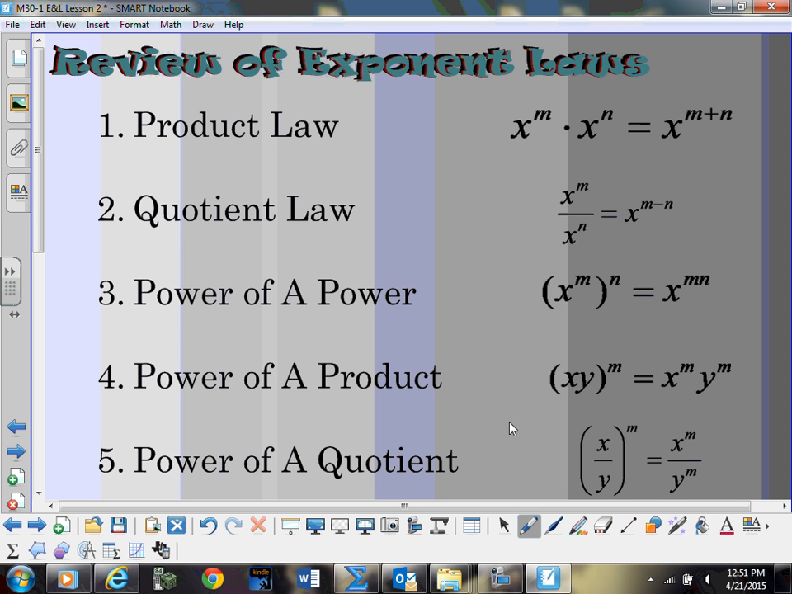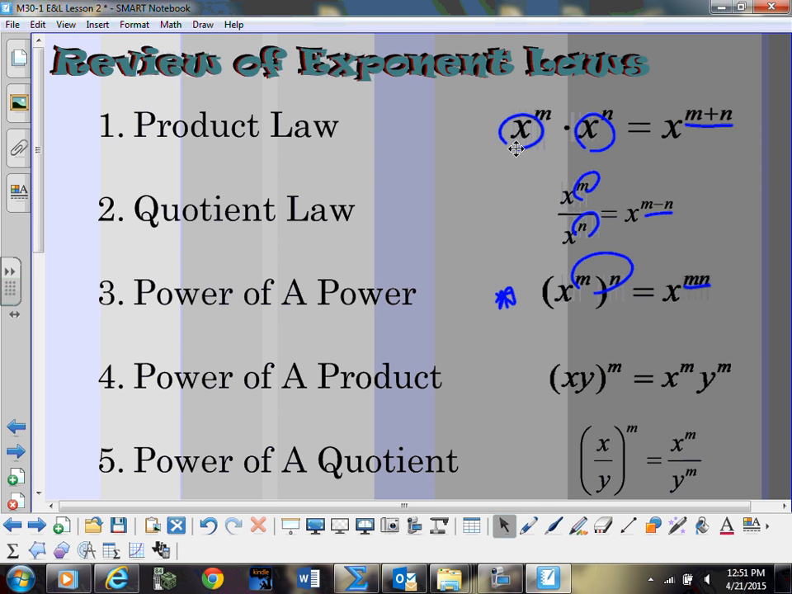When you're multiplying with the same base, add your exponents. The base does not change, you're just adding your exponents. Dividing with the same base, subtract your exponents. Now this is a really, really important one. We're going to see this a lot. When you have an exponent raised to another power, that answer ends up being the product of the two exponents. Base, again, stays the same. Exponent becomes the product of the two exponents.